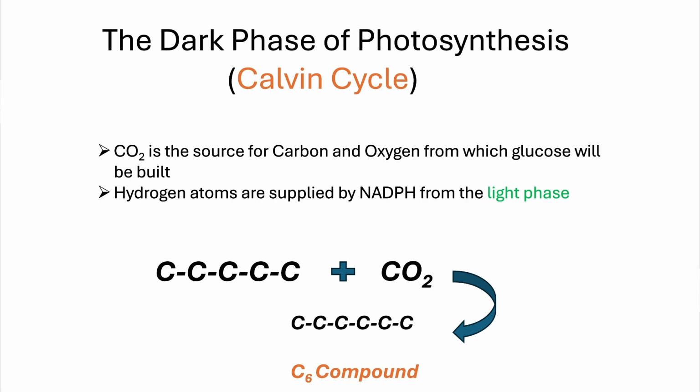And hydrogen atoms, they are supplied by the NADPH from the light phase. Remember the coenzyme NADPH, I said that it will be carried on into the next phase. So that is where we get our carbon, our hydrogen and our oxygen. And don't forget also ATP. ATP is also carried from the previous step into the Calvin cycle, but I'll explain further on. So we are now in the Calvin cycle.